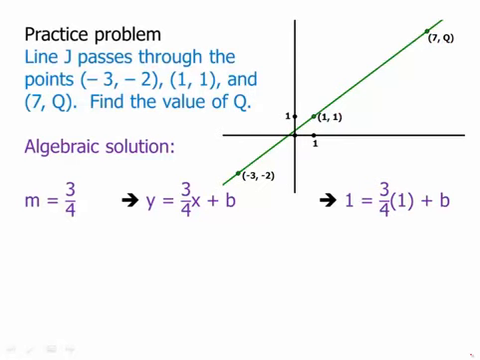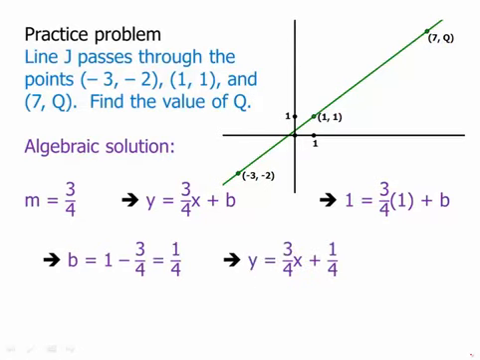I'm going to plug in (1, 1), and then just solve for b, and I get b equals 1/4. So then I get 3/4 x plus 1/4. That is the slope-intercept form. So now I have the equation of the line itself. I have the equation of line J.